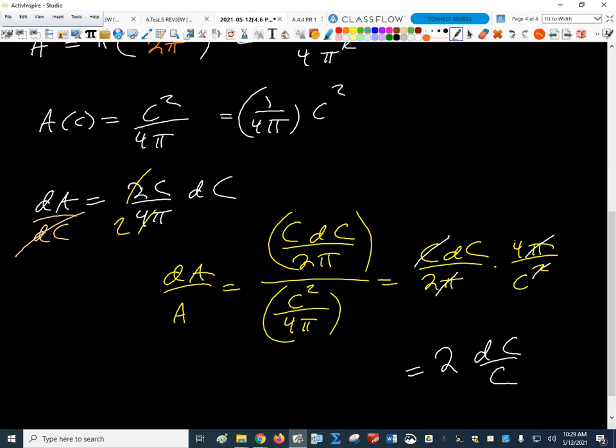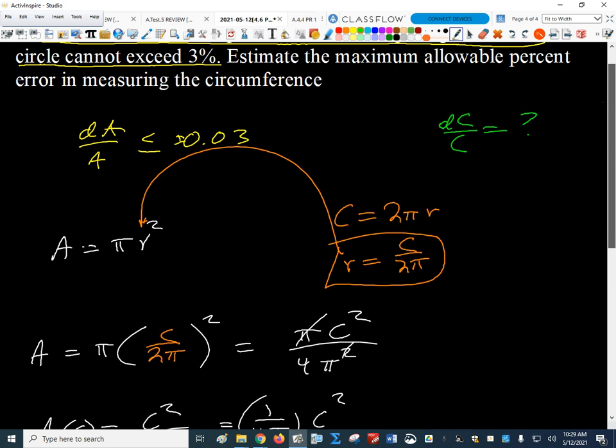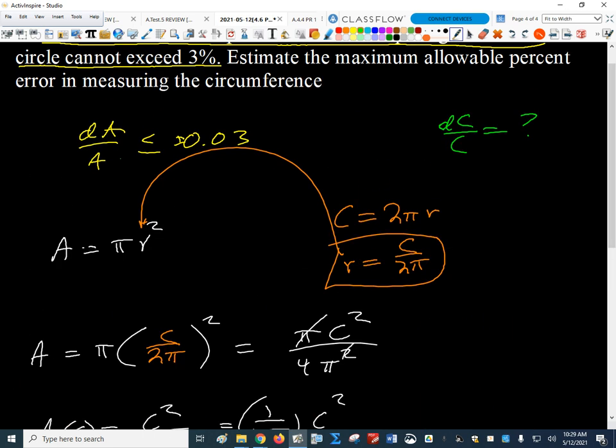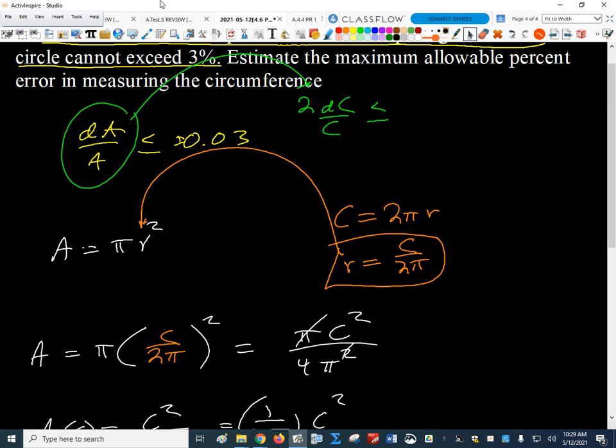So we can just make this substitution. We can substitute all that into our original equation, because that's what dA over A was equal to, right? So this becomes 2 dc over c, that's what dA over A is less than or equal to. I better save this. I just feel like I'm going to get right to the end and this thing's going to crash and I'm going to lose all my work.